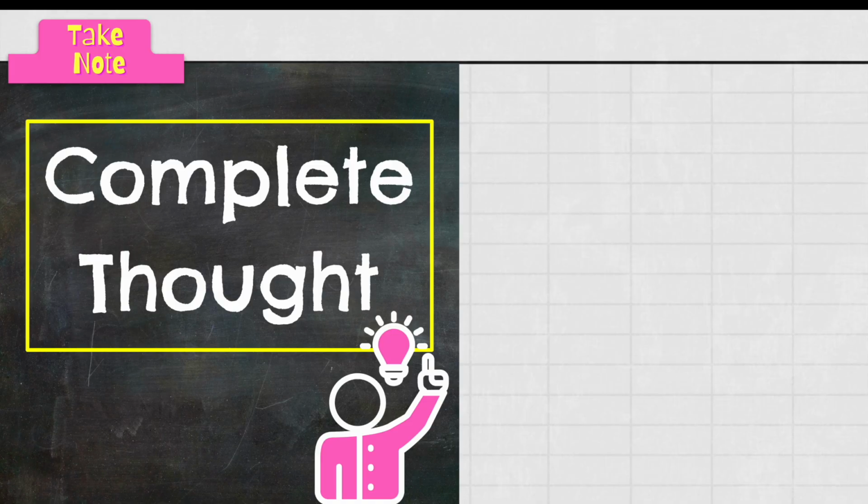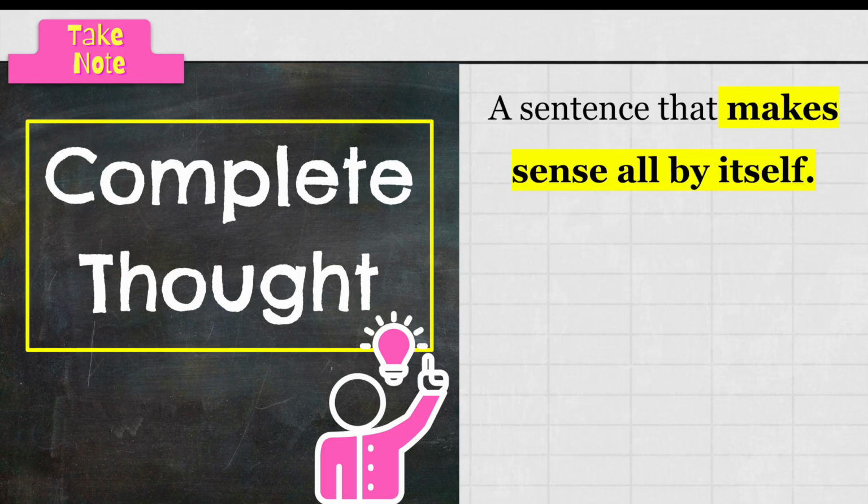The next part is a complete thought. So a simple sentence has a subject, a predicate, and it expresses one complete thought. So what does that mean?